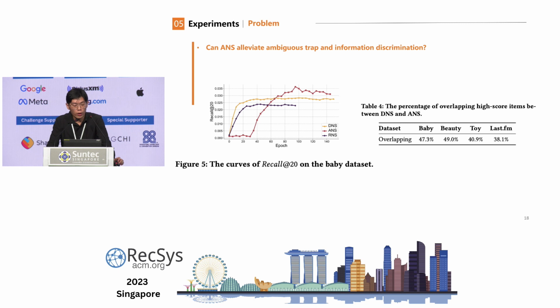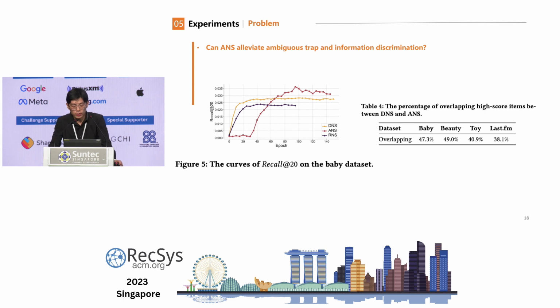Then we see how ANS alleviates our problems. So we show the curves of recall. In the beginning, ANS shows the worst performance because ANS needs extra effort to learn how to disentangle and how to augment. And subsequently, ANS has a greater gradient. That means ANS can bring more information by the harder negative samples.